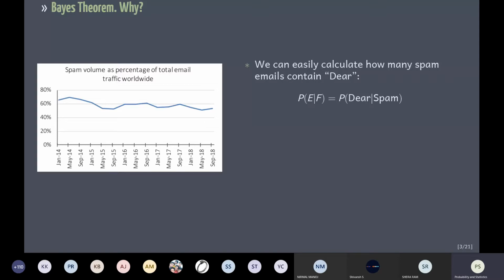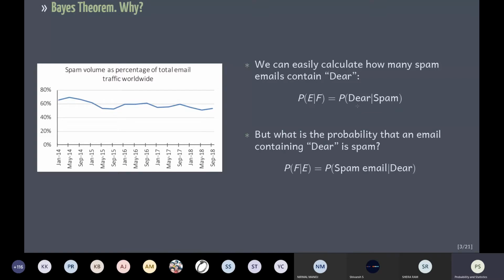So we can easily calculate how many spam emails contain dear, and then if we model this using a probability, then this is how it looks. Given that a spam email is there, okay, so this conditional probability here, given that a spam email is there, what is the probability that it will contain the word dear? Okay, so here by dear we mean the word dear. So that's one way, but we can also ask the other way.